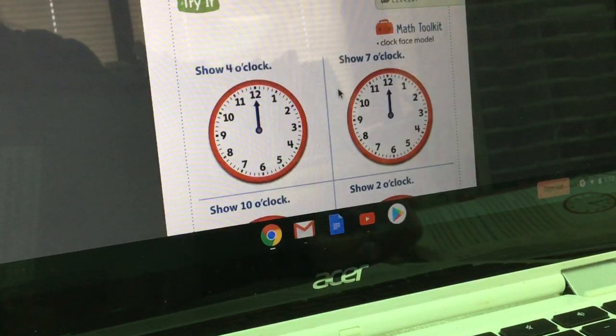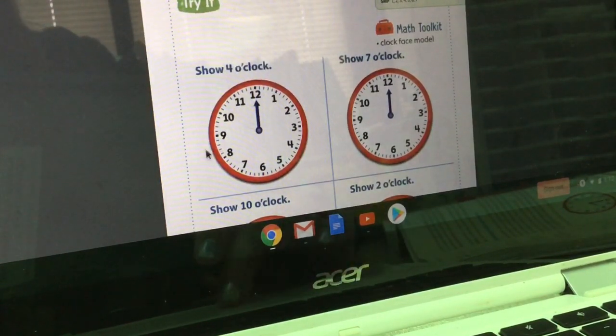as well. So when we're looking at a clock like this, we call this an analog clock. There's also digital clocks where we just see the numbers. But when we see a round clock like this with all the numbers and usually two hands, that's what we call an analog clock.